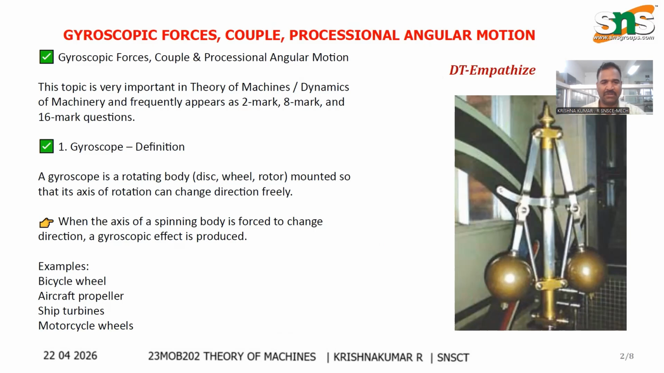Gyroscopic definition. A gyroscope is a rotating body, such as a disc, wheel, or rotor, mounted so that its axis of rotation can change direction freely. When the axis of the spinning body is forced to change direction, a gyroscopic effect is produced. Examples: a bicycle wheel, aircraft propeller, ship turbine, motorcycle wheels.